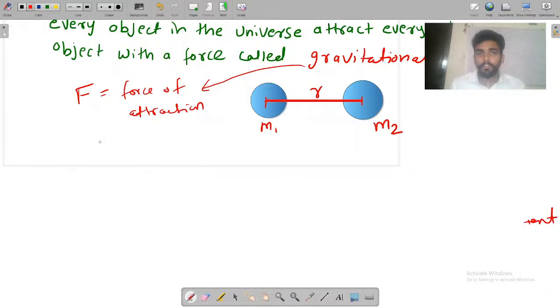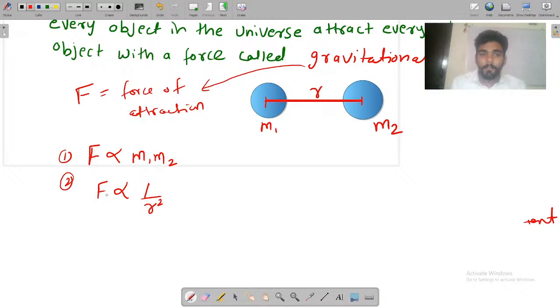So what does the universal law of gravitation say? The force between two bodies is directly proportional to the product of both masses. F is directly proportional to m1 m2. Clear? The second statement given by Newton is that F is directly proportional to 1 upon r square. The force of attraction is inversely proportional to the square of the distance between them. So what is r here? r is the distance between the two masses.